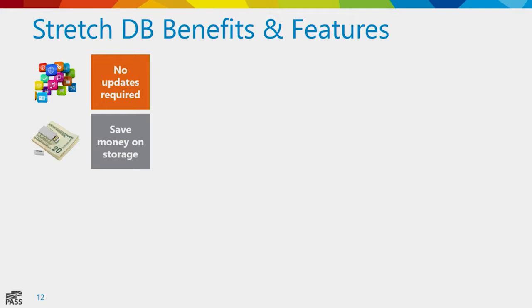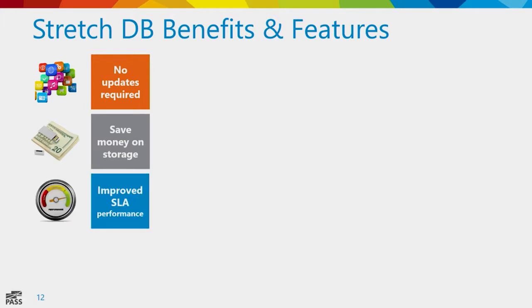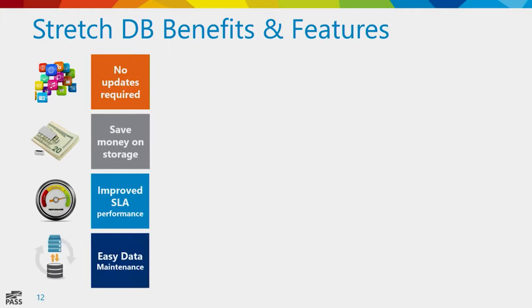If you go in a restore, you have to raise it across. Restoring a point of millions of data compared to just 200,000 records is going to be much quicker, right? So we're going to meet improved SLA performance. Then it's very easy to maintain your data because you're only going to deal with the local 200,000 records.